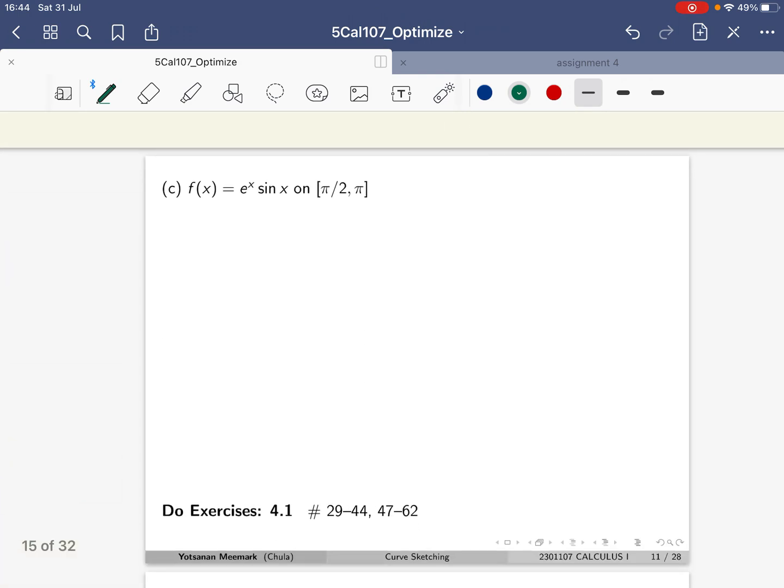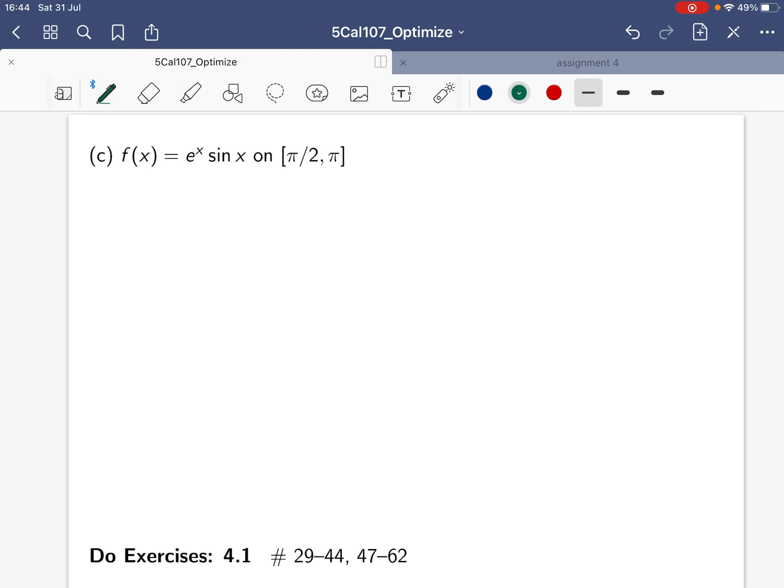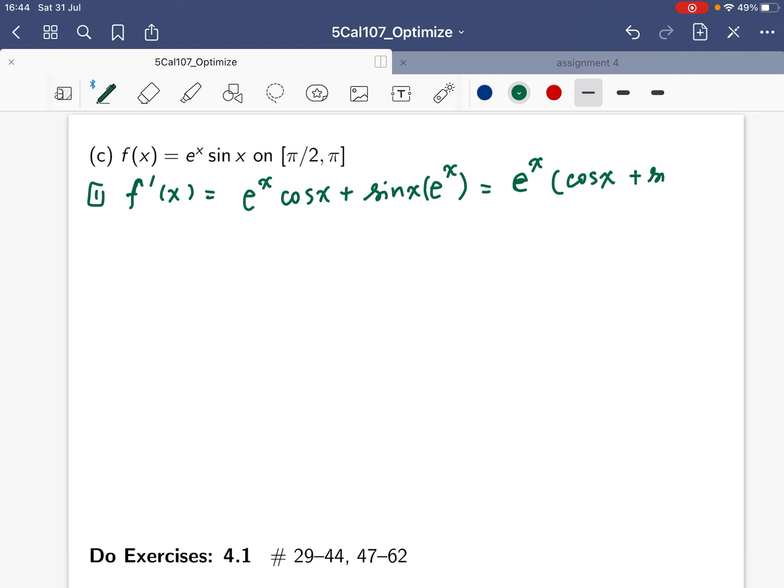How about this one, the e with the sine? Okay, so don't you worry about the function that looks complicated. The thing that you still need to find is your f prime, right? Your f prime is the first derivative of the second plus the second derivative of the first, right? So you can pull out e to the x and then cosine x plus sine x.